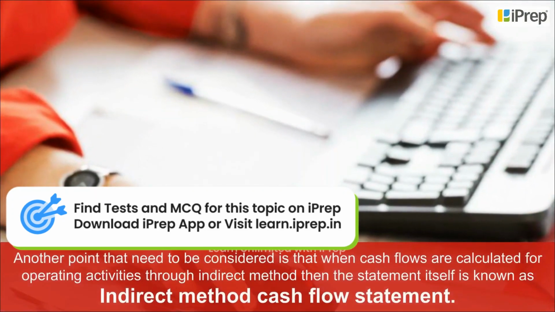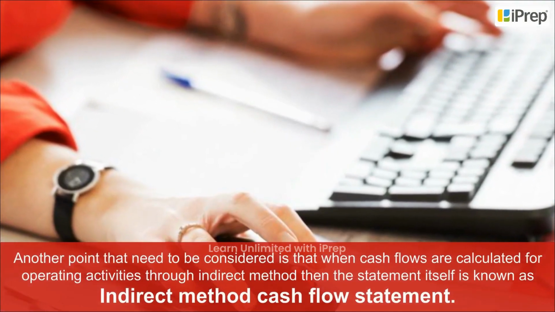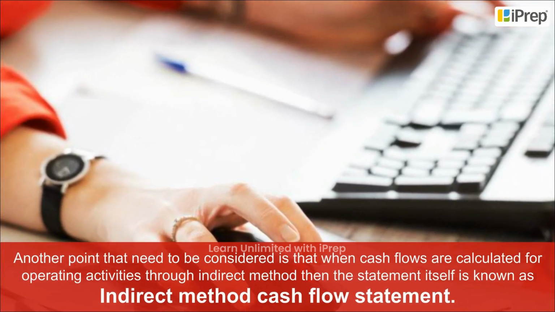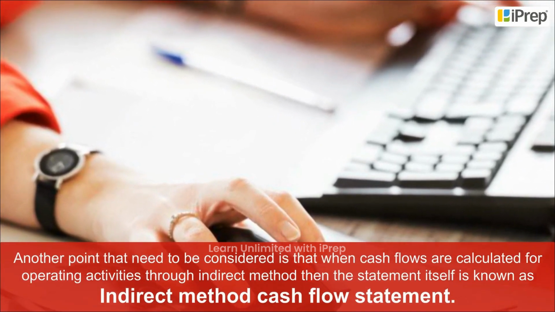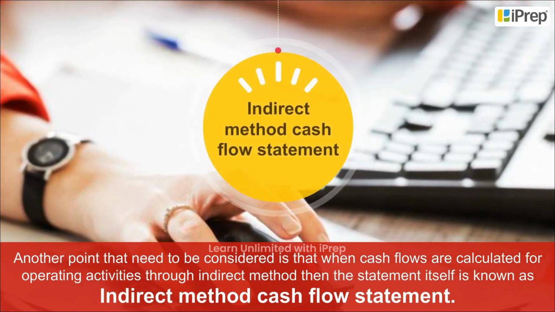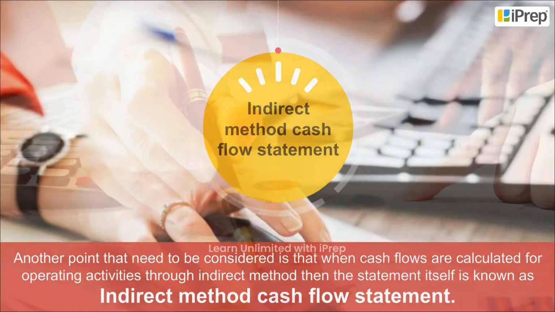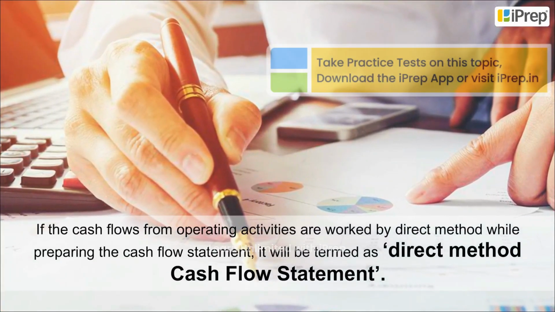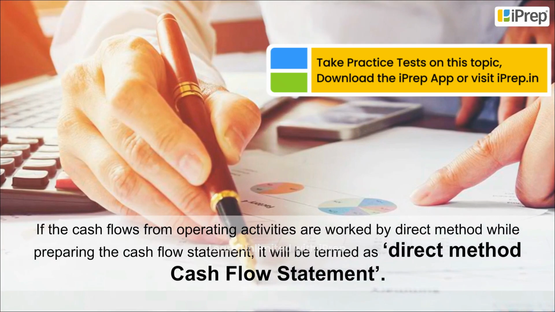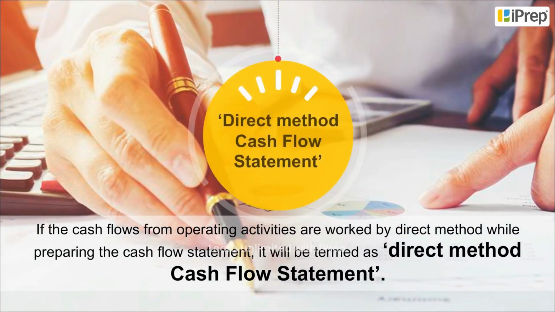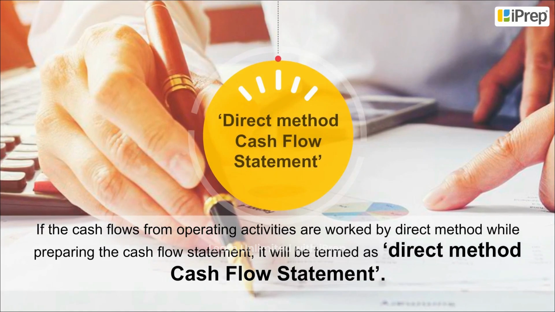Another point that needs to be considered is that when cash flows from operating activities are calculated through the indirect method, then the statement itself is known as the indirect method cash flow statement. If the cash flow from operating activities is worked out by the direct method while preparing the cash flow statement, it will be termed as the direct method cash flow statement.